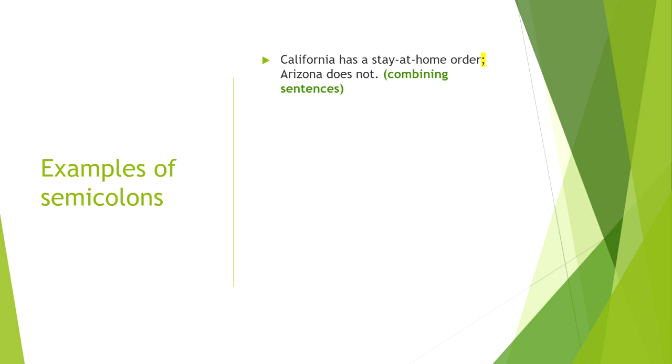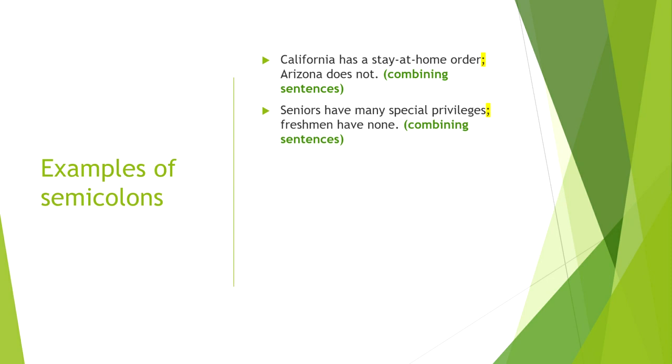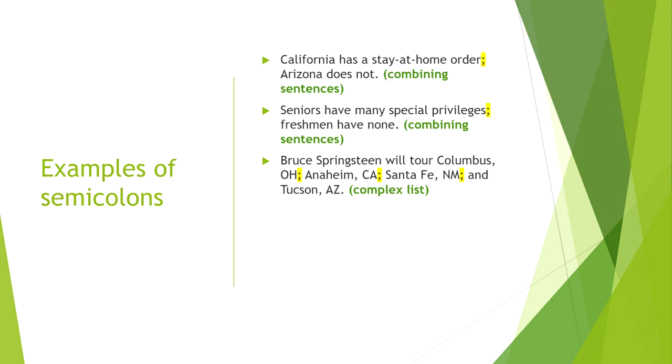Okay, and here's another example. Seniors have many special privileges; freshmen have none. So that's another combining of two complete clauses, two complete sentences. Okay, now here's an example of where you might use it for lists. Now, the complex lists, if you're going to use a semicolon, usually have commas already in the lists, okay? So that's why you don't want to use the comma. You want to use the semicolon instead.